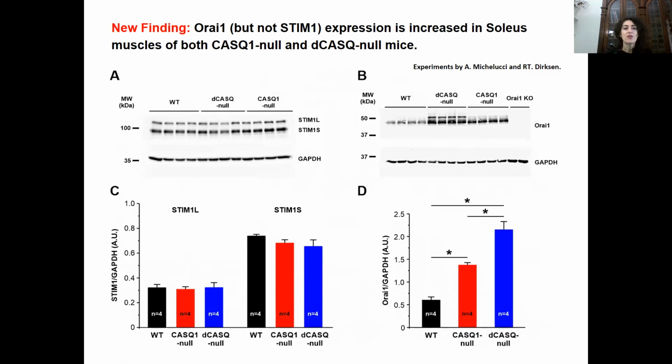We finally verified the expression levels of STIM1 and ORAI1 in soleus by performing a Western blot analysis. The results obtained from these experiments demonstrated that in soleus muscle, while the relative expression of both long and short STIM1 splice variants was not significantly different between the three groups of samples, we observed an increment of about 2-3 folds of ORAI1 in homogenates from calsequestrin 1 null and double calsequestrin null mice, respectively, compared to wild type.